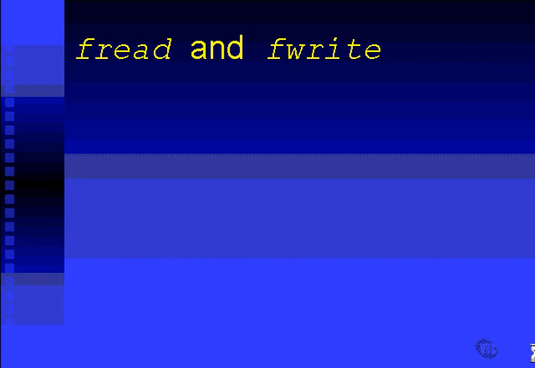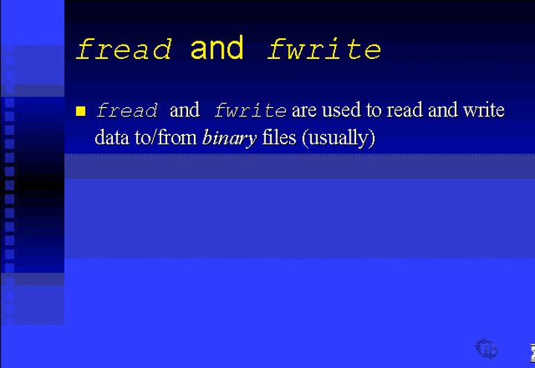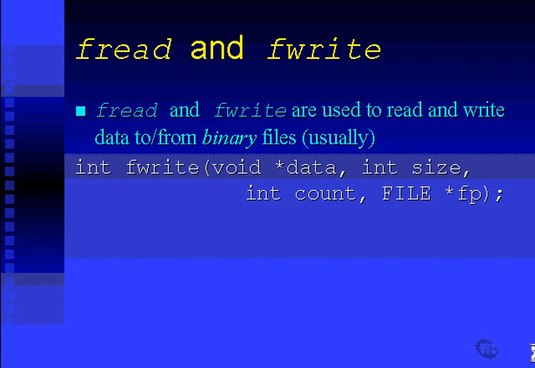fread and fwrite. Okay, now you won't have seen those before. They're a little bit trickier, but they're actually quite easy to get the hang of. So let's have a look at those. They're used to read and write data to and from binary files, not exclusively, but almost always. They look like this. fwrite.